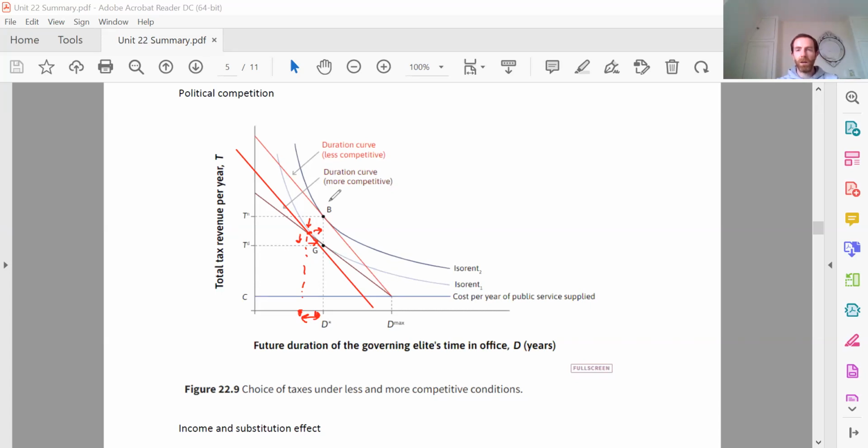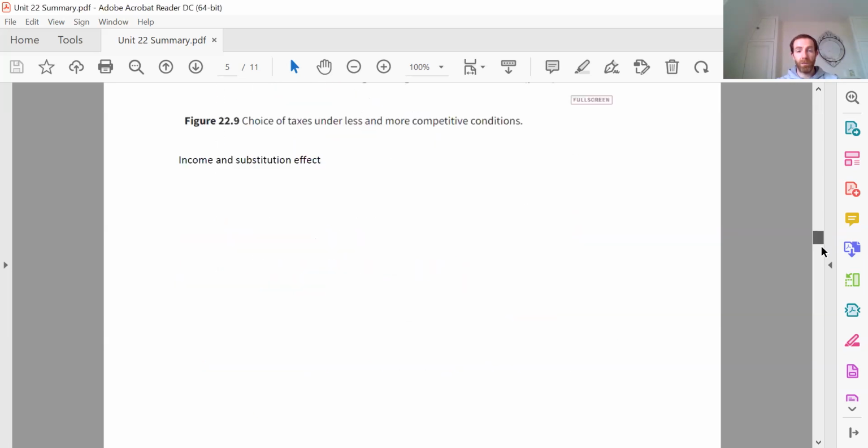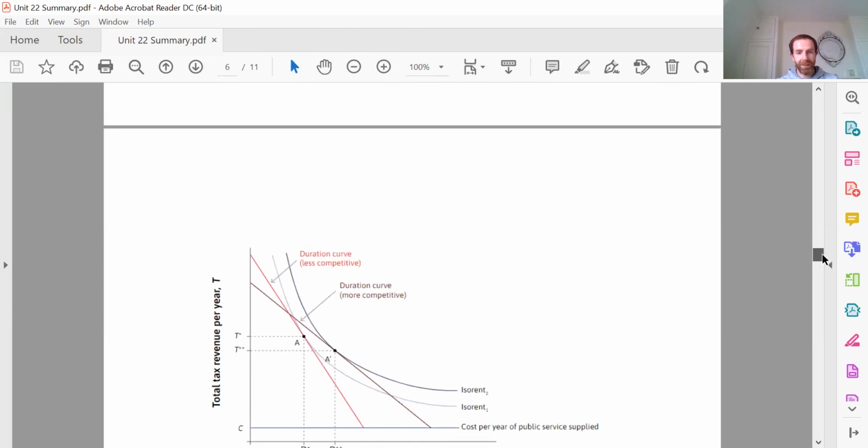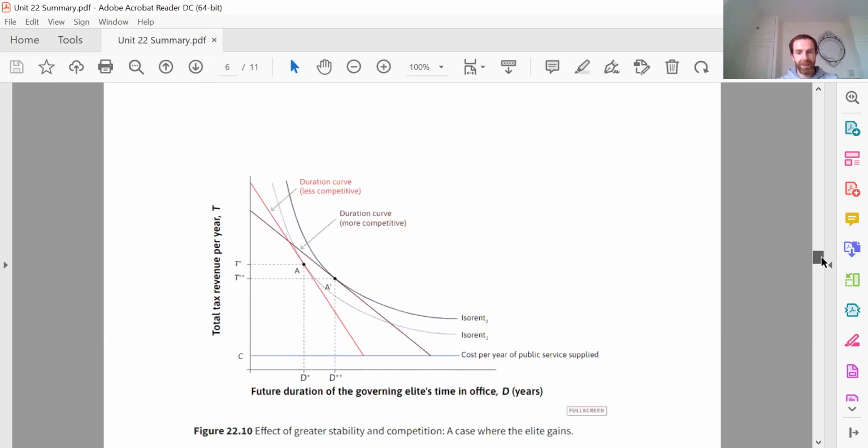Okay, so I think then we move on to the idea of democracy. Oh no, there is one more little bit here.